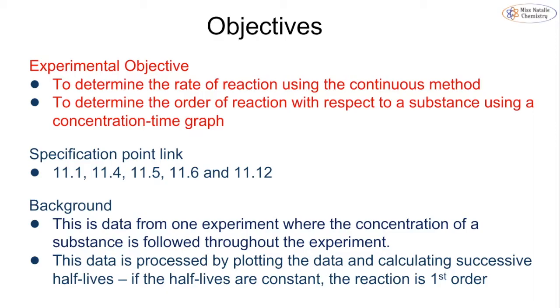So when we're using the Titrimetric method, this is a version of a continuous method, and the objective is to determine the order of reaction with respect to a substance using a concentration time graph. So this is data from one experiment where the concentration of one substance is followed throughout the experiment. And we then process that by plotting the data, and then we calculate its half-lives. And we look to see what the pattern is for the half-life. And if the half-lives are constant, then the reaction is first order.